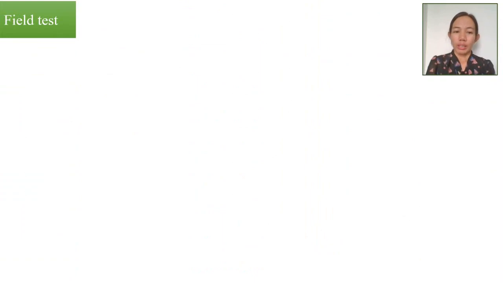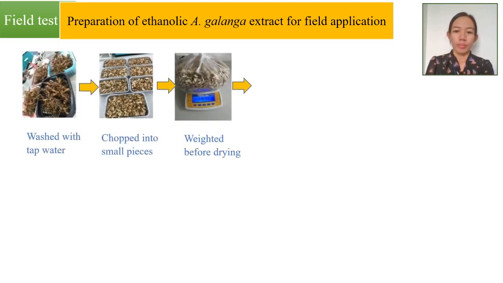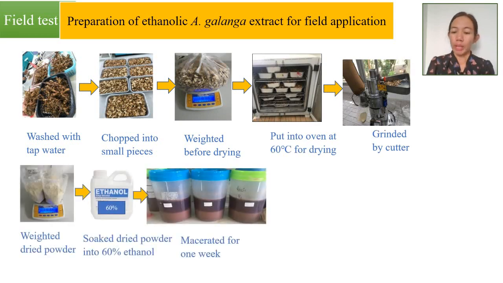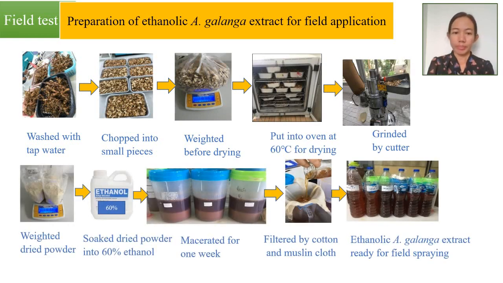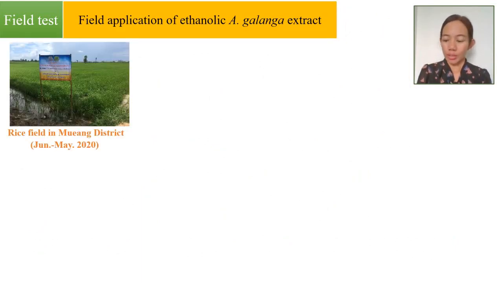So, in the screening test, Alpinia galanga was the most effective, and then Alpinia galanga was selected and the ethanol galanga extract was prepared for the field test. The extract was prepared with the same procedure as the previous screening test, except for the removal of the ethanol step. And then the field test was done two times in two growing seasons at Nyang district and Thailand district.